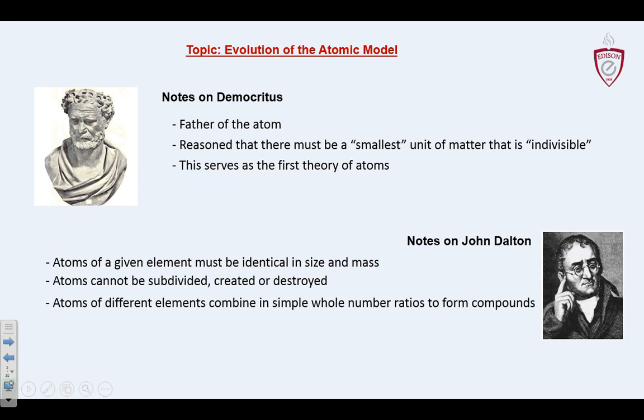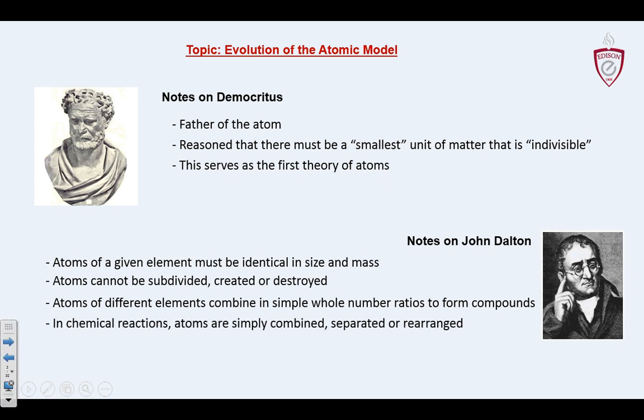Right. Next point. Atoms of different elements combine in simple whole number ratios to form compounds. Think of water, right? H2O. 2 hydrogens for every oxygen, very simple ratio. I don't do 2.5 hydrogens. It's a 2 to 1. You can't simplify. So atoms combine in very specific ways is another way to think about it, right?